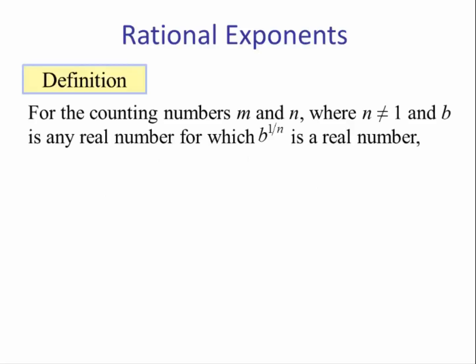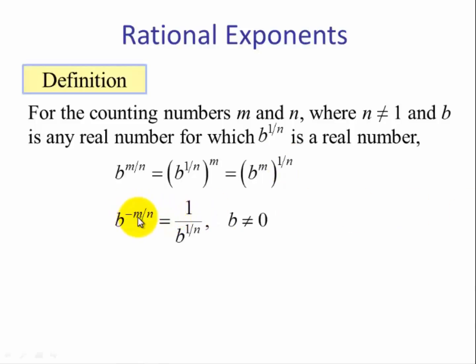Definition. For counting numbers m and n, where n does not equal 1, and b is a real number for which b raised to the 1 over n is a real number, we have this formula: b raised to the m divided by n power is equal to b raised to the 1 over n power, raised to the m power, or b to the m power, raised to the 1 over n power. Now this looks very complicated, but really it's not that bad.